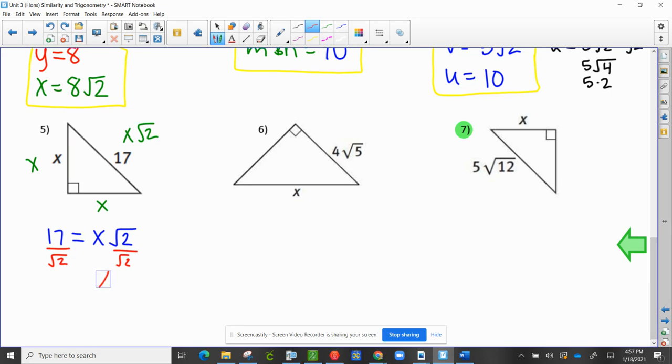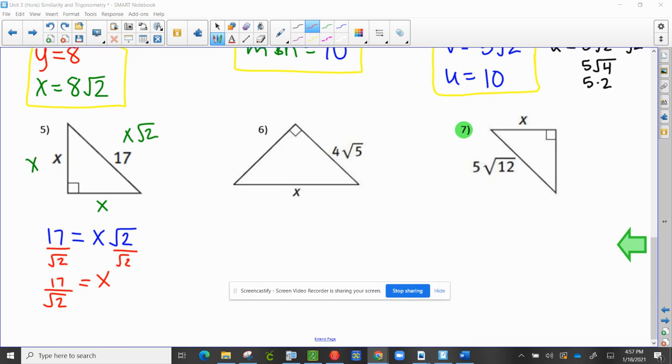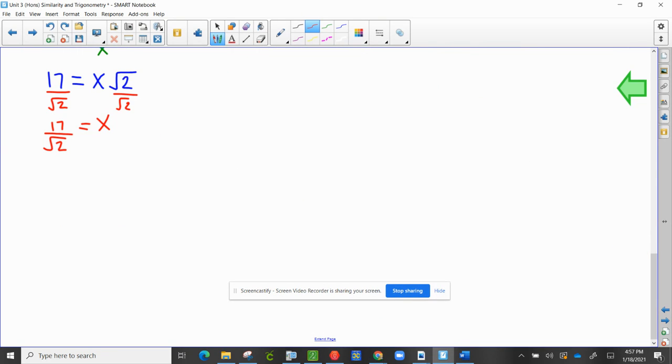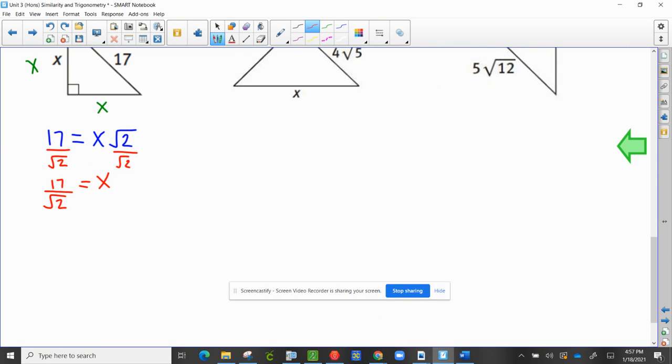And solve it for x. So right here we have x equal to 17 divided by root 2. Now again, if you remember anything about radicals, radicals are not allowed to be in our denominator. So I need to rationalize the denominator on this one. If you remember how to rationalize, you just multiply top and bottom by whatever that radical is. So I'm going to multiply top and bottom by root 2.